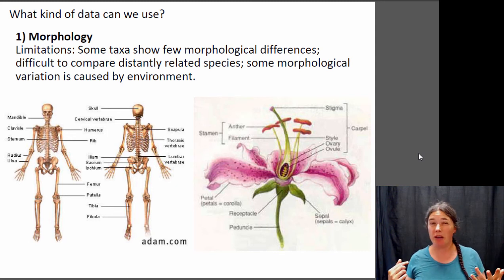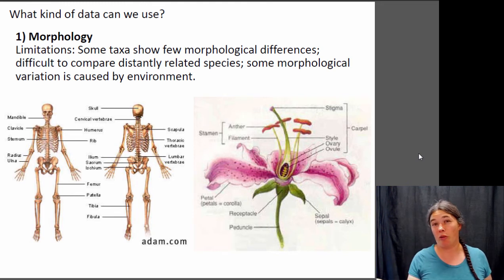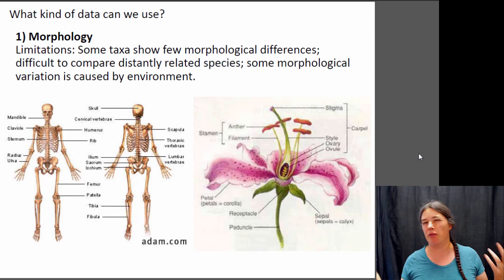Also, sometimes differences in morphology are caused by the environment, not by genetics. So if you grow a plant in a dry environment versus a wet environment, the plant that grows in the wet environment might be bigger and have bigger flowers than the plant that grows in the dry environment, even though they're the same species. Okay?